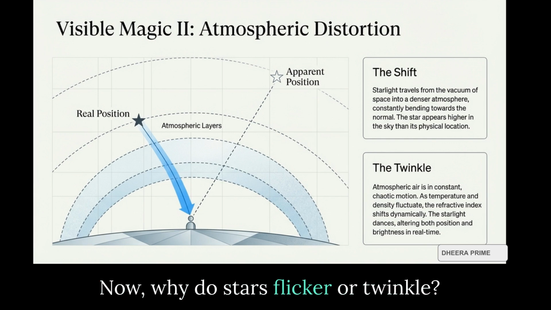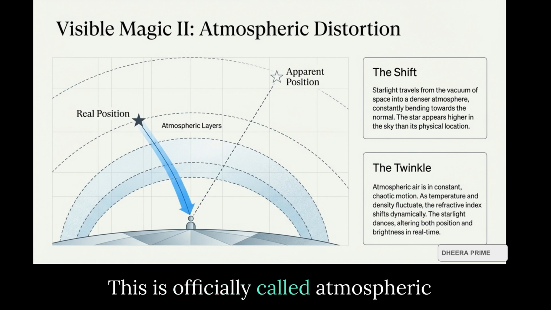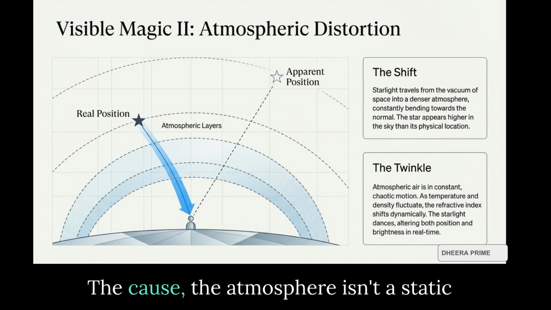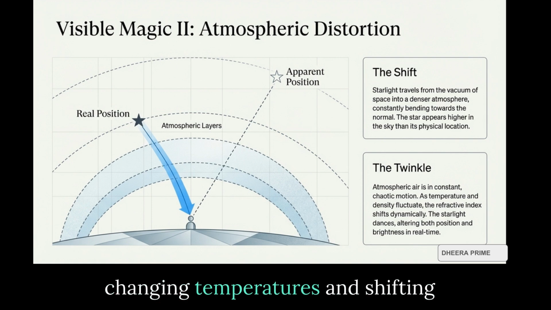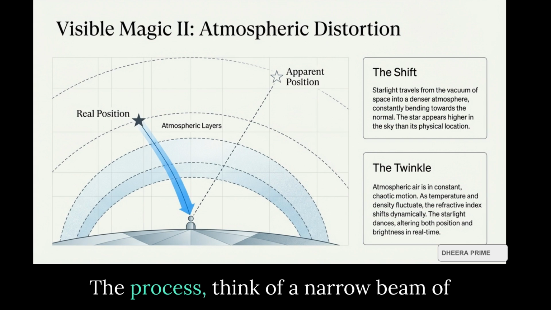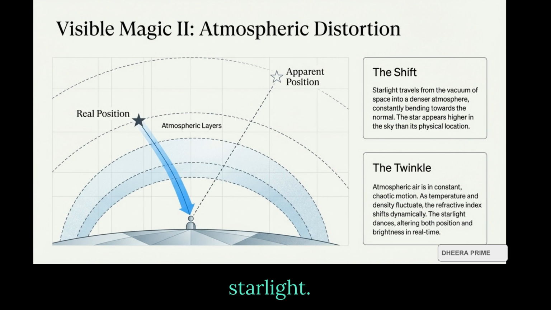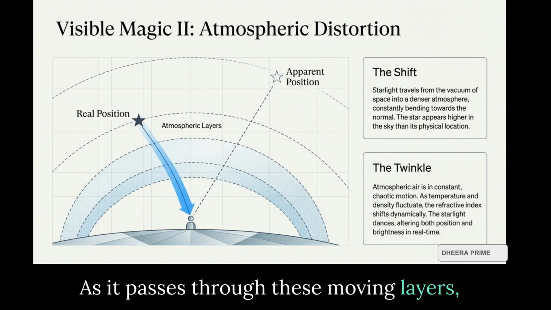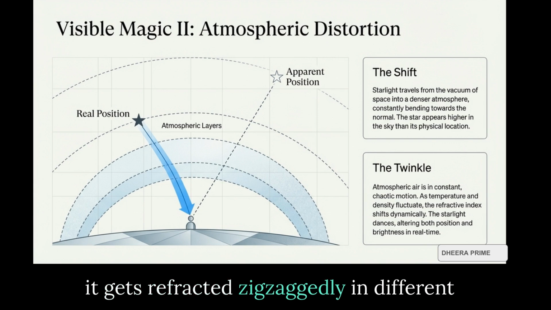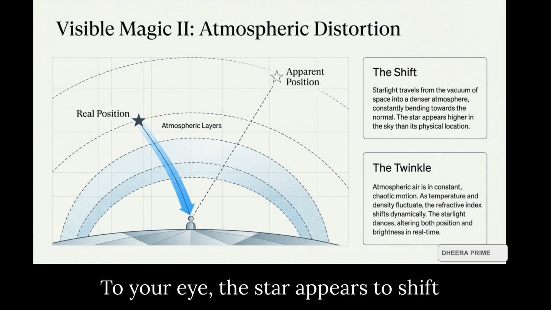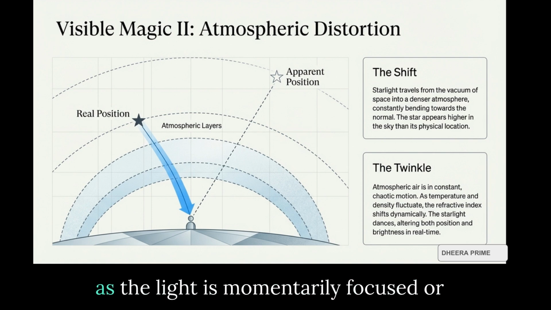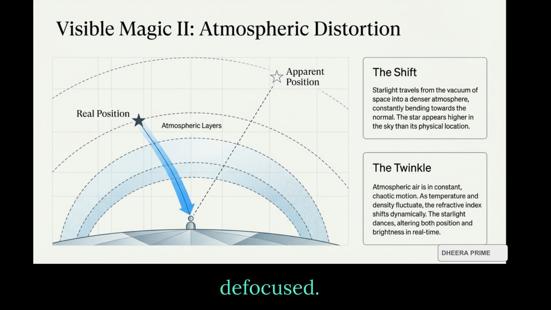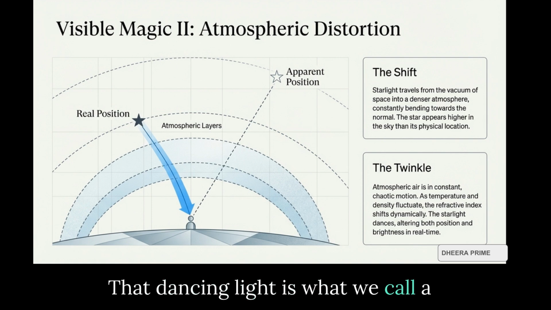Now, why do stars flicker or twinkle? This is officially called atmospheric scintillation. The cause: the atmosphere isn't a static block of air. It's a turbulent soup of moving layers, changing temperatures, and shifting densities. The process: think of a narrow beam of starlight. As it passes through these moving layers, it gets refracted zigzaggedly in different directions. The result: to your eye, the star appears to shift position rapidly and change in brightness as the light is momentarily focused or defocused. That dancing light is what we call a twinkle.